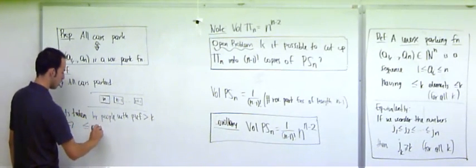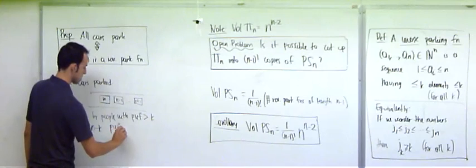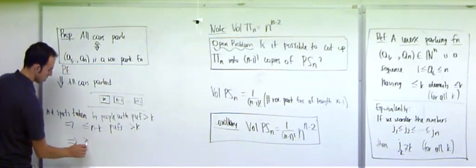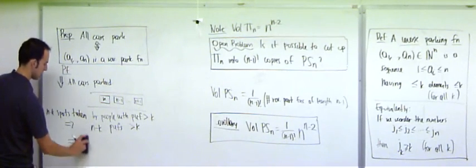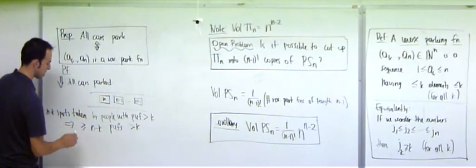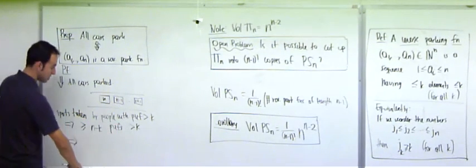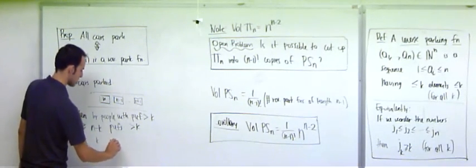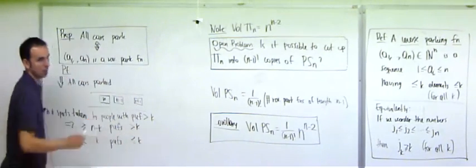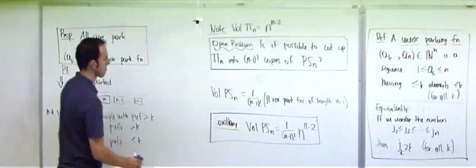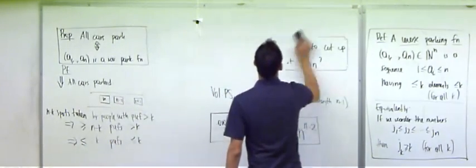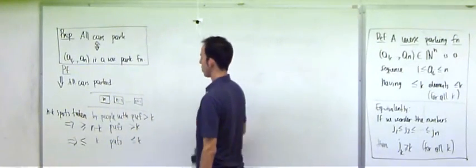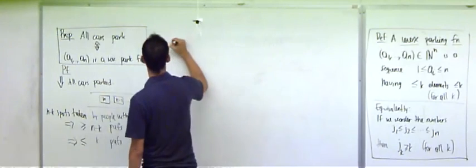So you have at least n minus k preferences greater than k, which means at most k preferences less than or equal to k. Okay? That's the argument. So if everybody parks, I must have a reverse parking function.